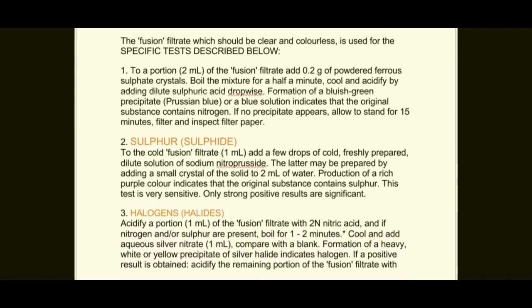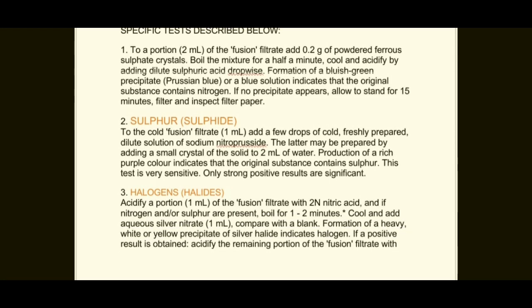And next is the halogen test. For halogens, acidify 1 ml of the fusion filtrate with 2N nitric acid, and if nitrogen or sulfur are present, boil for 1 to 2 minutes, cool and add 1 milliliter of aqueous silver nitrate. Compare with a blank. Formation of a heavy white or yellow precipitate of silver halide indicates halogen.